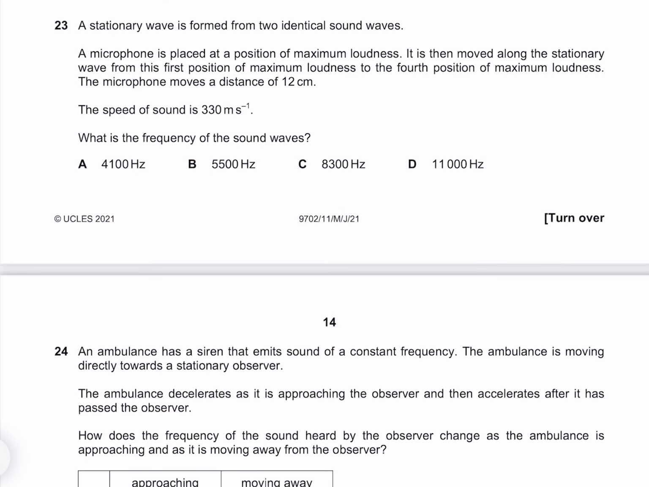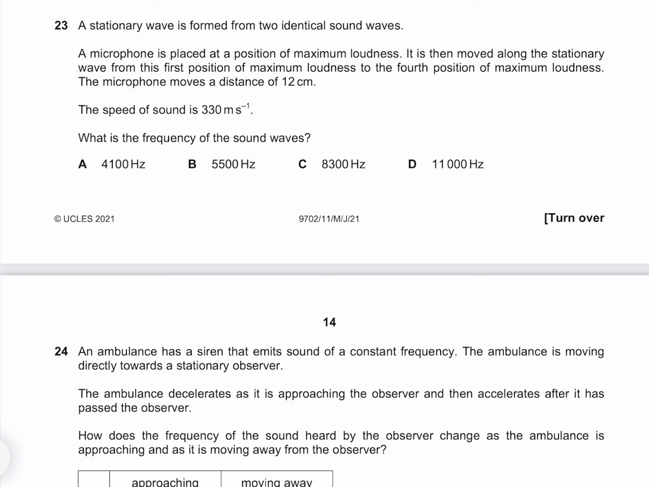A stationary wave is formed from 2 identical sound waves. A microphone is placed at a position of maximum loudness. It is then moved along the stationary wave from this first position of maximum loudness to the 4th position of maximum loudness. The microphone moves a distance of 12 cm. The speed of sound is 330 meters per second.